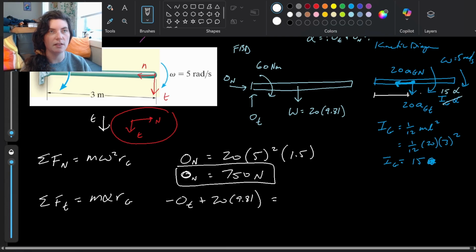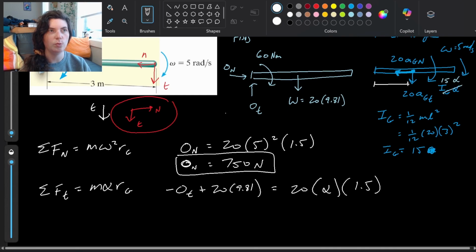And then I'll move on to this other side, my kinetic diagram. We have m is 20 times alpha, we don't know, and then times r_G, which again, that distance is still 1.5 meters away. So I have two unknowns in this equation, not a lot I can do with it. I will go ahead and rearrange it so I can get OT is 196.2 minus 30 alpha. That way I can plug it into an equation later and I can solve for my alpha value. But for now, I'm going to leave it like that.